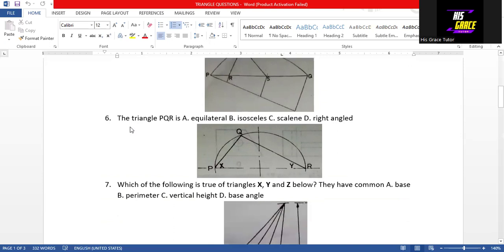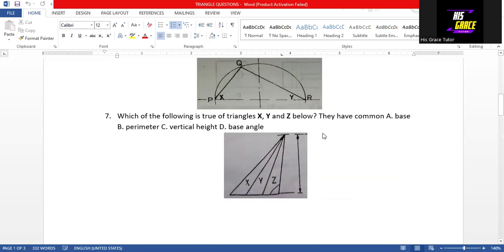Then question 6 says that the triangle PQR here is a right angle triangle. It's a right angle triangle. Angle in the semicircle is the right angle. So this is a right angled triangle. So option D is the answer to this question.